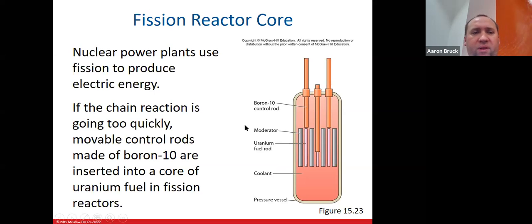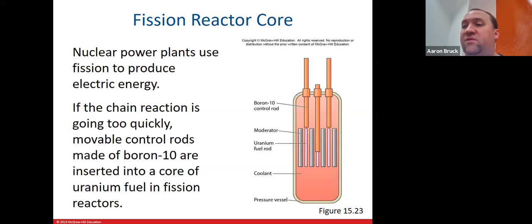So a nuclear power plant uses fission in this way to create energy. So we have uranium rods inside of a reactor. The uranium rods are exposed to neutrons. They undergo their fission reaction in a relatively controlled manner. And as a result, the energy that they create is harnessed and converted into electricity.